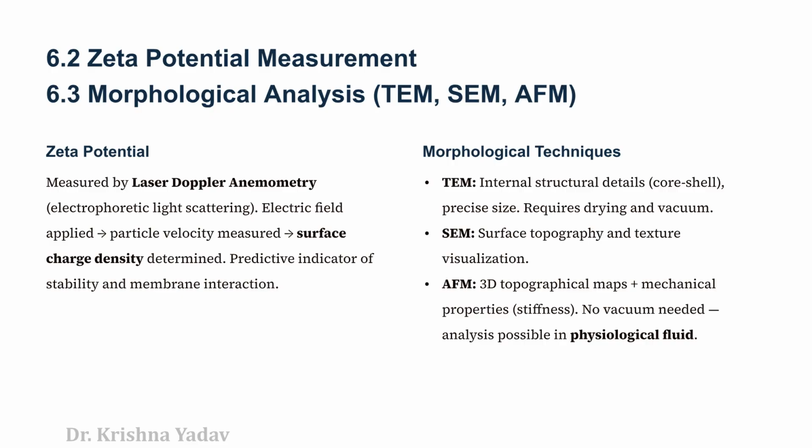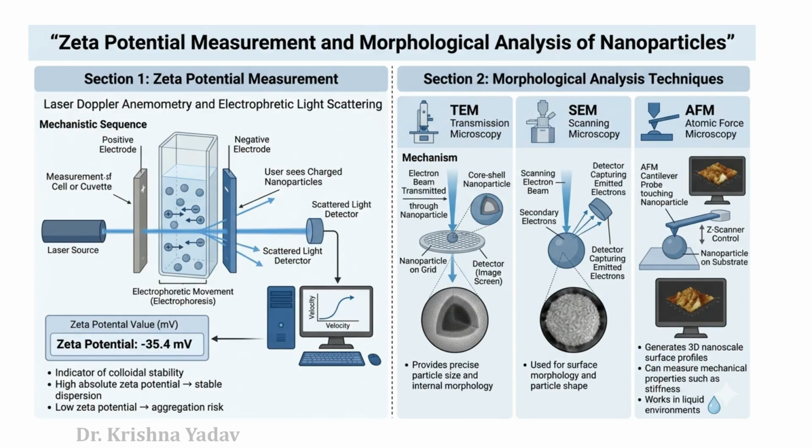Next, we cover zeta potential measurement and morphological analysis. Zeta potential, measured by laser Doppler anemometry, determines the surface charge density, which indicates stability. Morphological techniques include TEM, SEM, and AFM. This illustration details zeta potential measurement, assessing colloidal stability, and morphological analysis techniques. TEM for internal structure, SEM for surface morphology, and AFM for 3D topography and mechanical properties, often in physiological fluid.